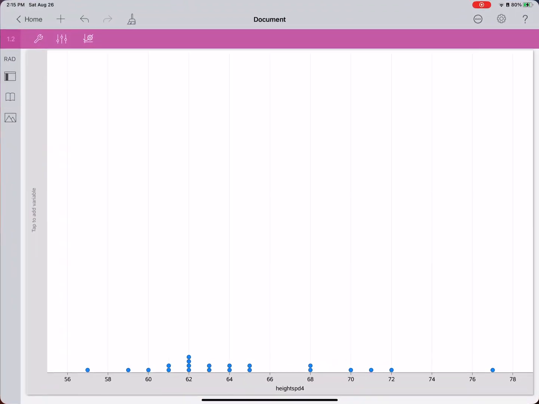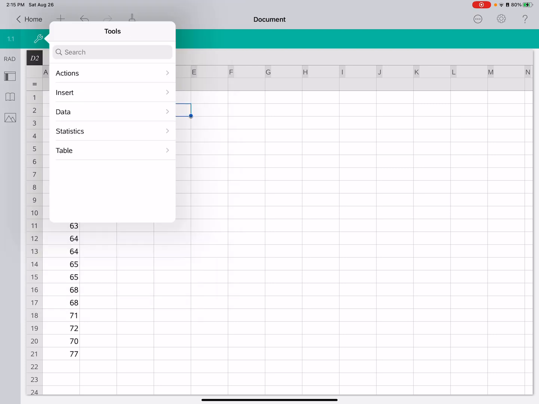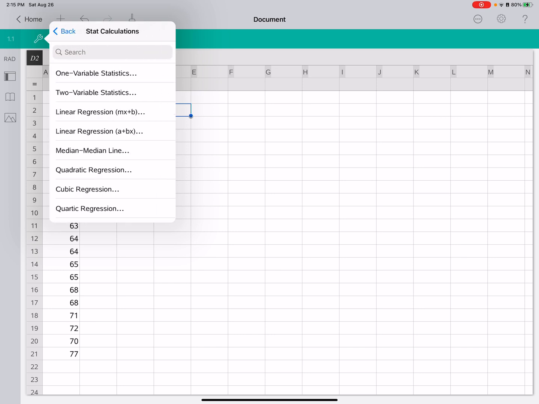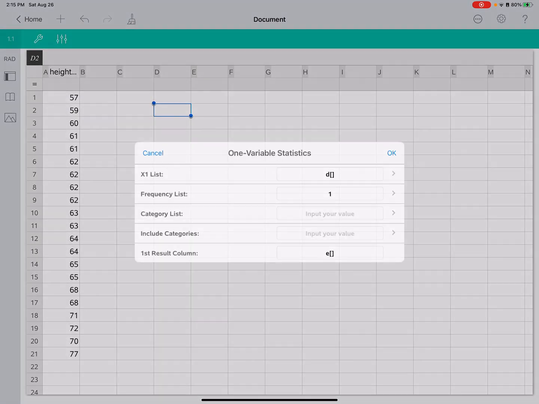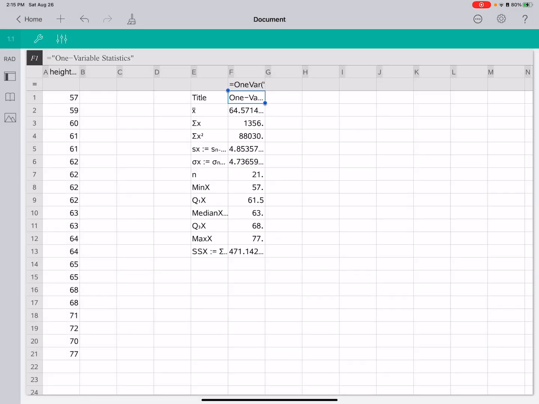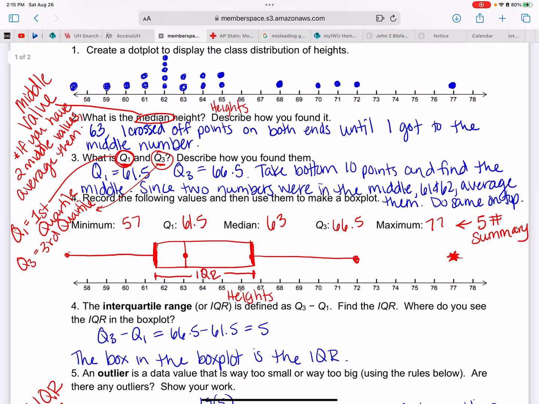Now the median, of course, you can go ahead and do that part from counting the middle, or let's go ahead and do a menu 411. So make sure you touch off of the list, otherwise it won't calculate the data for you. And then we're going to find one variable statistics. So menu, statistics, which is 4, 1 is stat calc, and 1 is one variable statistics. Okay. And the X list is heights, period 4. Okay. And there we go. My median is 63.